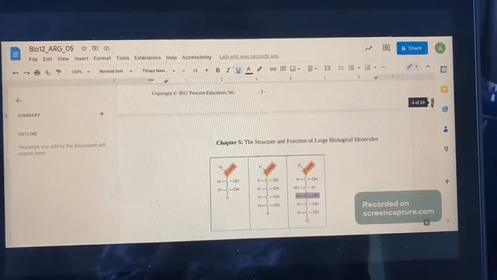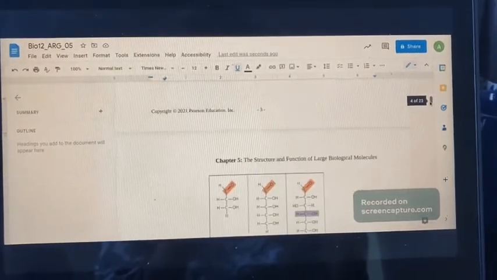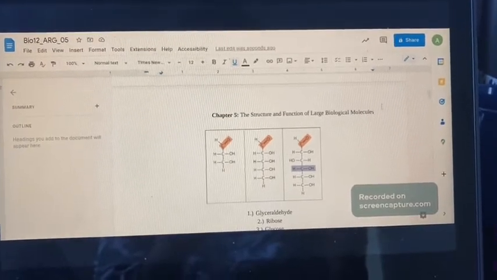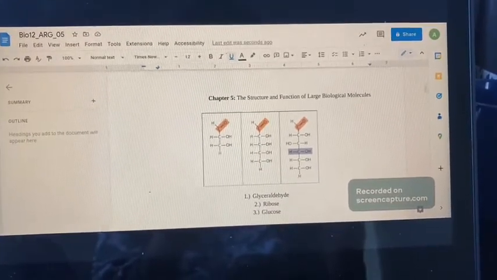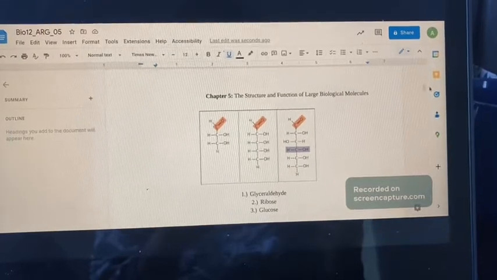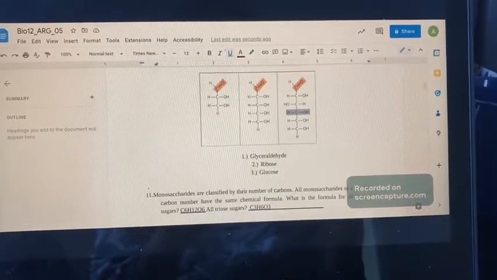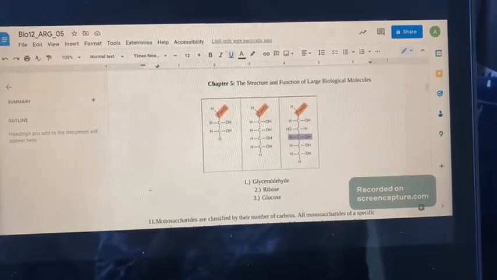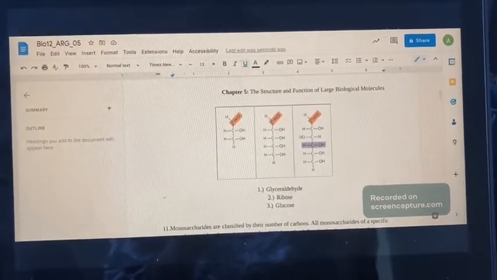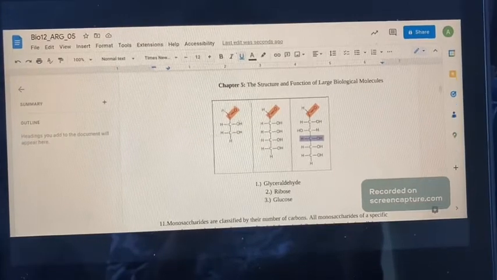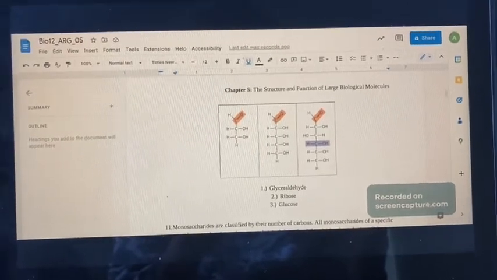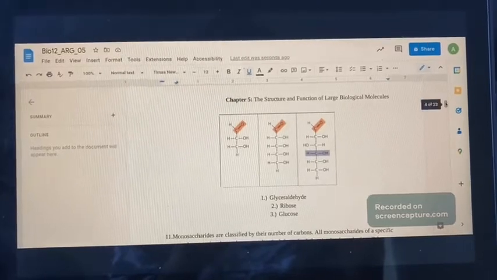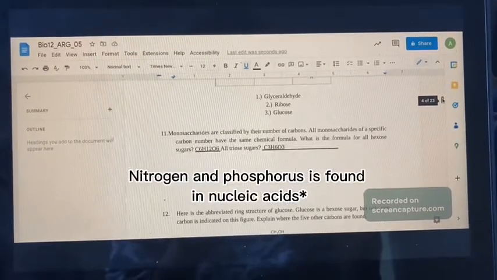And they all have different functions as well. And then this image over here mentions all these ones. This is glyceraldehyde. This is your ribose structure, and this is your glucose structure. Notice that all of them have carbon, hydrogen, and oxygen only, because these are all your sugars. So carbohydrates follow the CHO format, which is carbon, hydrogen, oxygen. It doesn't have nitrogen or phosphorus. Nitrogen is found in proteins, and phosphorus is found in nucleic acids.